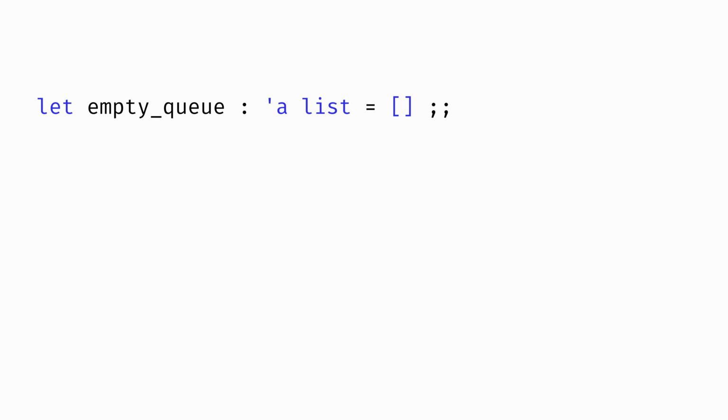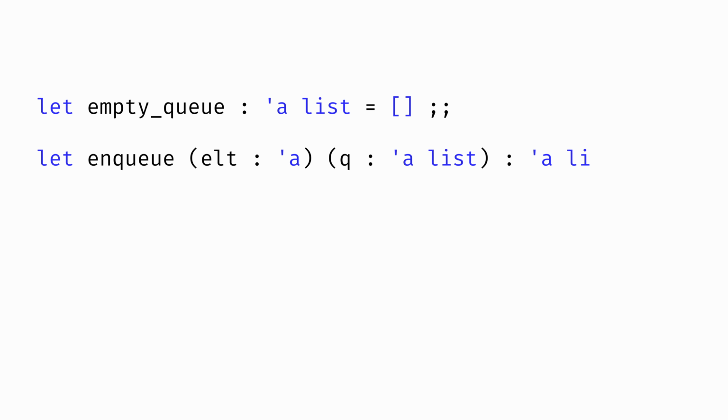A natural choice would be a list, which is a data type that can store a collection of elements. We could define an empty queue to be an empty list. Then we could define a function that performs the enqueue operation, enqueuing an element onto a queue, returning an updated queue. We'll achieve that behavior by using the append operator to add the element to the end of the list.